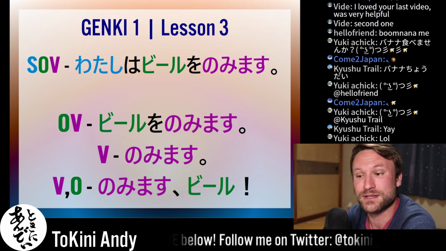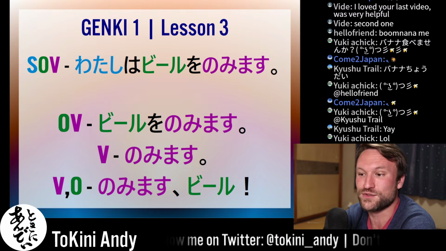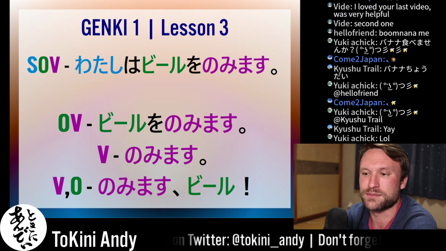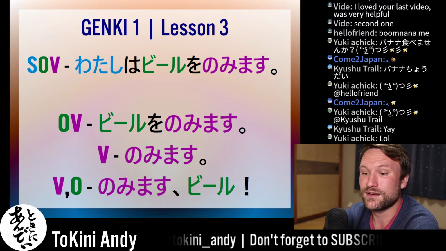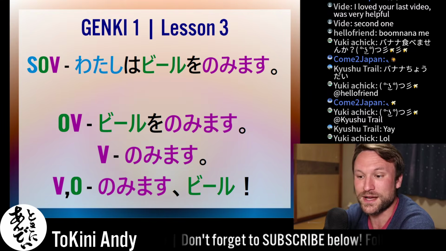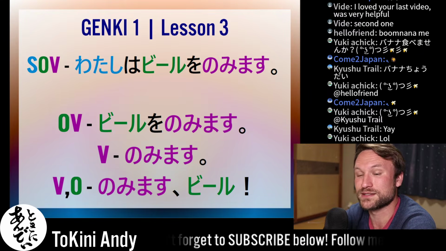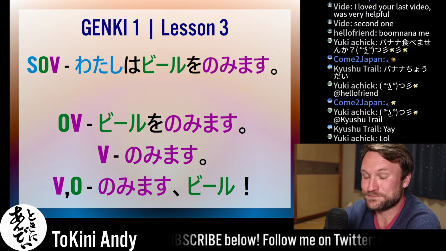But in reality, these are some things you could do. You could have the original subject, object, verb. I don't have banana here, but I have watashi wa biru o nomimasu, so I drink a beer. Or watashi wa banana o tabemasu, so I eat a banana. Or you could just have object, verb, biru o nomimasu, or banana o tabemasu. That's perfectly fine, grammatically correct. Or you could just have the verb.